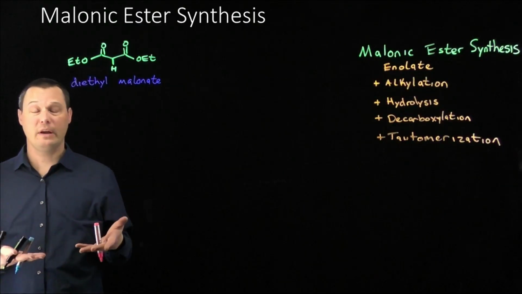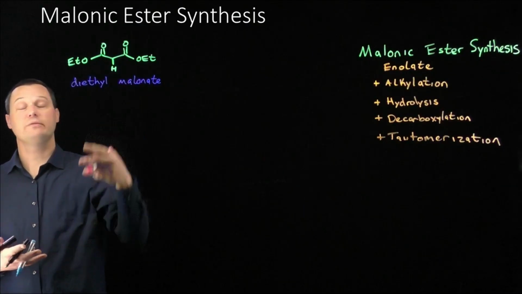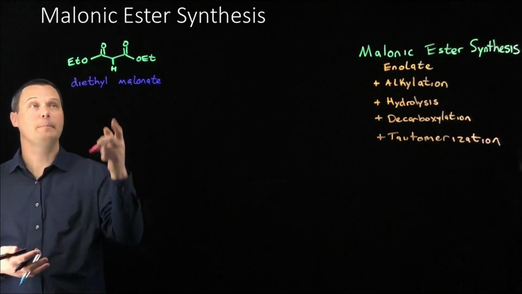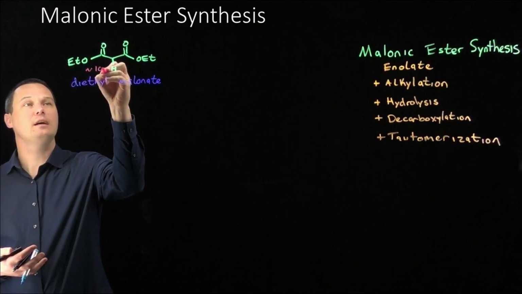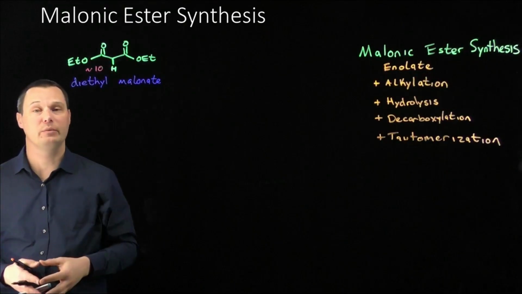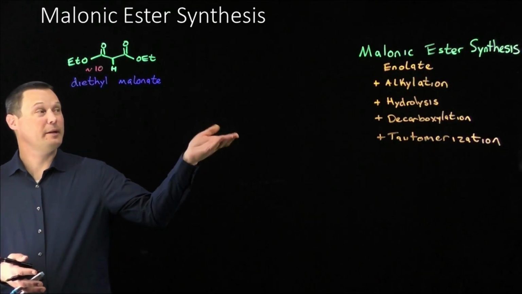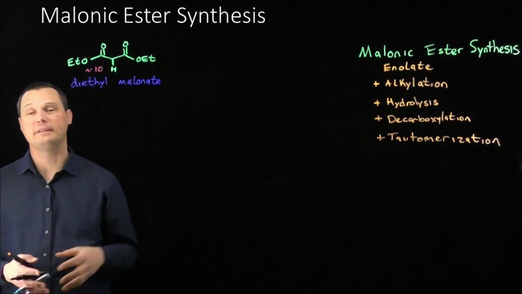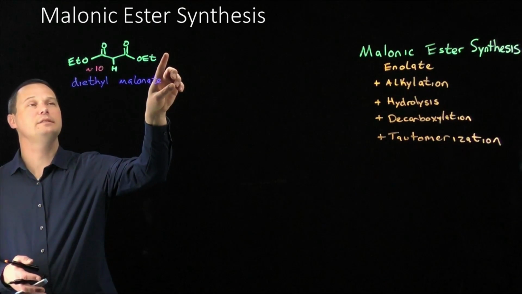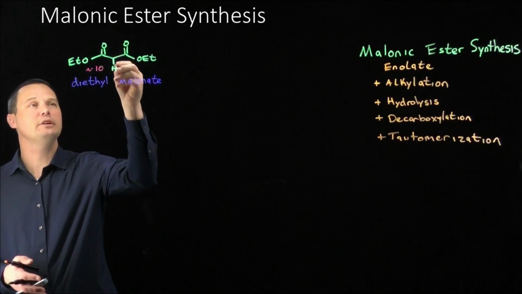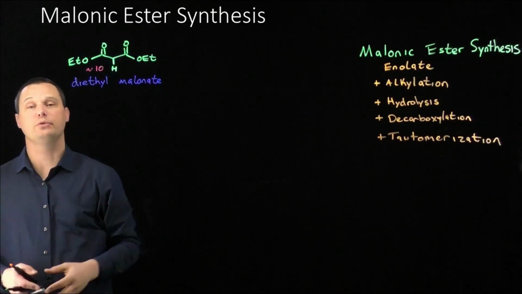Alkanes have a pKa around 50. Traditional alpha protons have a pKa around 20 to 25 or so. Being sandwiched between the two carbonyls gives this proton a pKa of around 10, much more acidic than we would otherwise expect. Once you make the enolate, you can alkylate it once or even twice. After that, you hydrolyze the esters, lose carbon dioxide in a decarboxylation, and a final tautomerization gives us our final product, a substituted acetic acid.